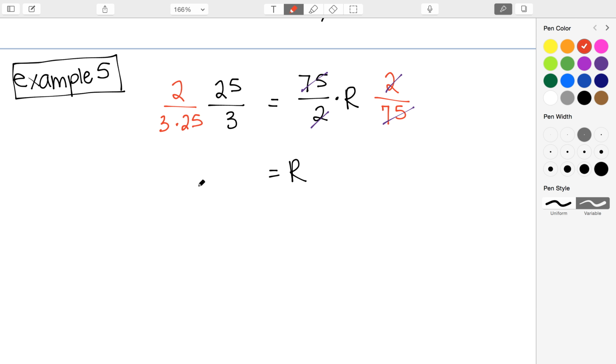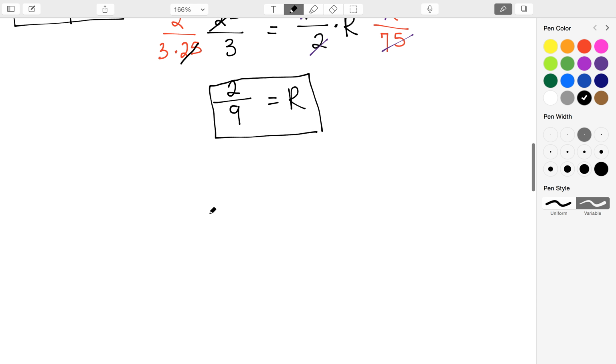So if you ever notice there's a relationship, I can then take these 25s and reduce them. So that means I'd be left with 2 on the top and then 3 times 3, which gives me a 9. I would have r equals 2/9. Okay, I know that was a little bit crazy, so let's do another one.